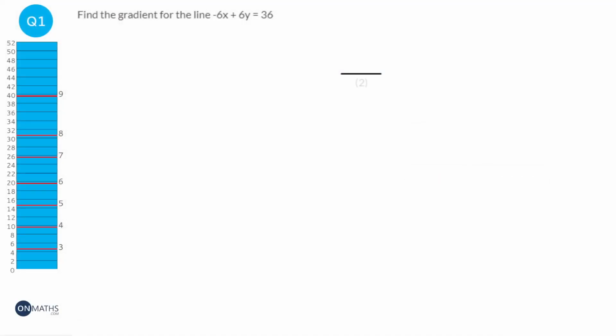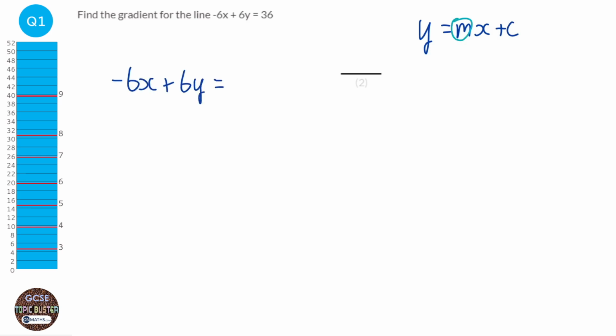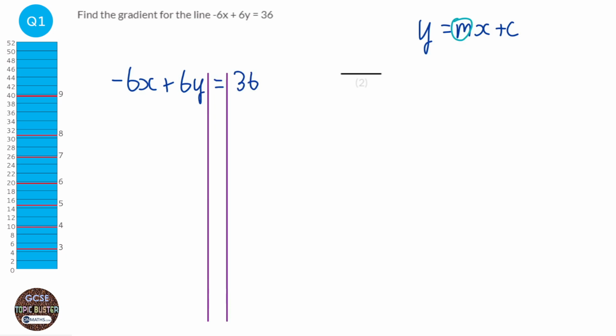So to find the gradient, we need the equation in the form y equals mx plus c, and the m there will give us what the gradient is. So we're just going to be rearranging this equation. So the first thing I'm going to do is get rid of the x's from the left hand side, and we can do that by adding 6x both sides.